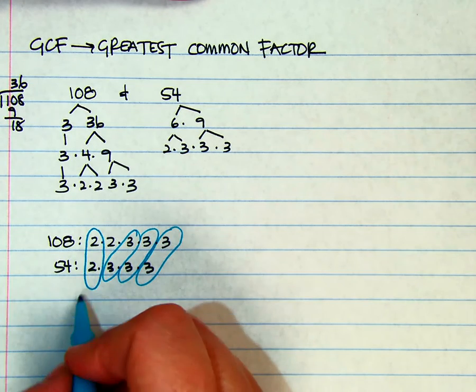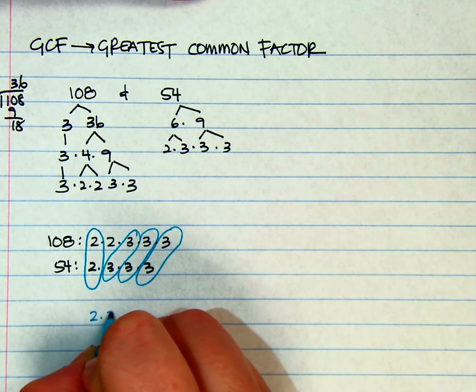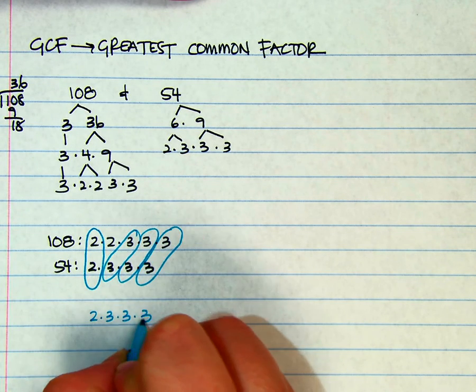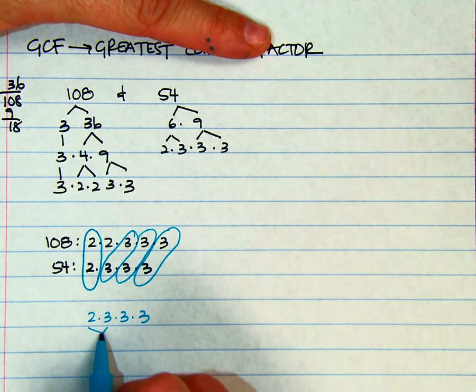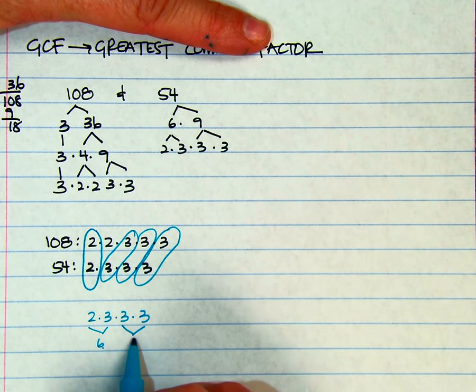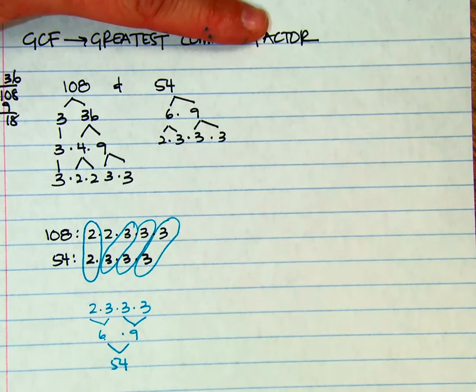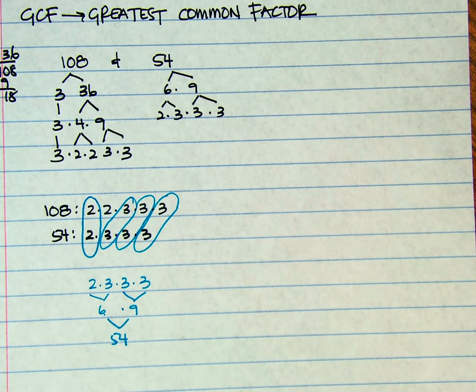So you take one number from each pair, and then multiply them together. So I have 6 times 9 gives me 54. So with this one, 54 would be the greatest common factor.